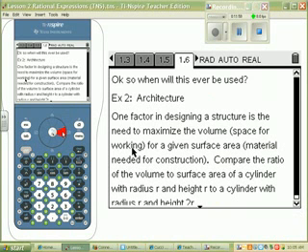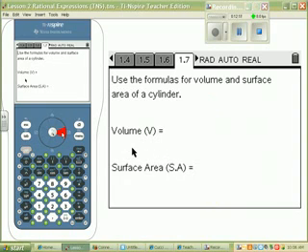All right, one factor in designing a structure is the need to maximize the volume, which is the space for working, for a given surface area. Compare the ratio of the volume to the surface area of a cylinder with radius r and height r to a cylinder with radius r and height 2r. Okay, so that was a lot of talk. Let's look at how we actually do it. Go to the next page.